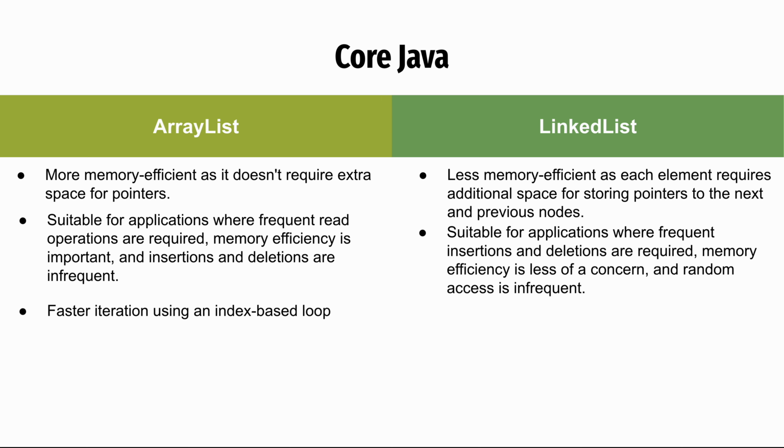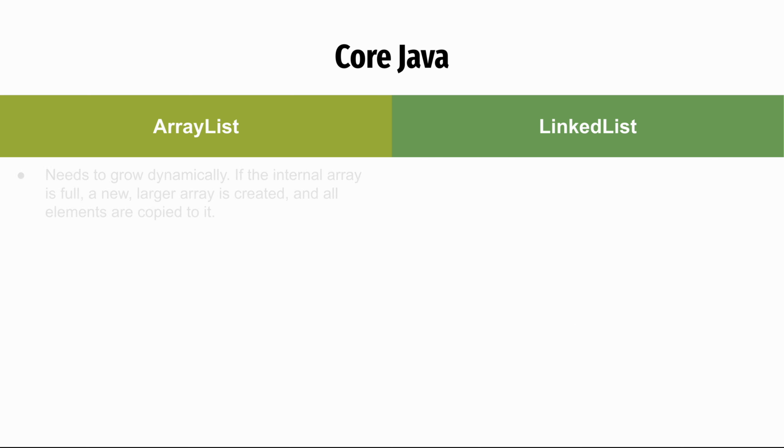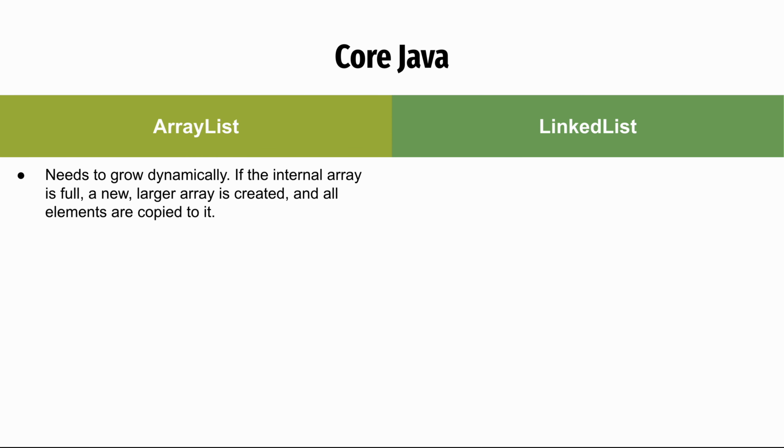ArrayList offers faster iteration using an index-based loop, whereas LinkedList has slightly slower iteration as it involves traversing the list. ArrayList needs to grow dynamically if the internal array is full: a larger new array is created and all the elements are copied to it. Whereas in LinkedList, there is no need to resize as the nodes are dynamically allocated as needed.